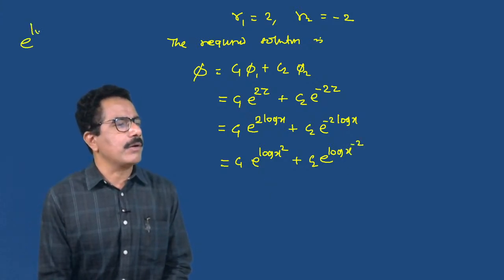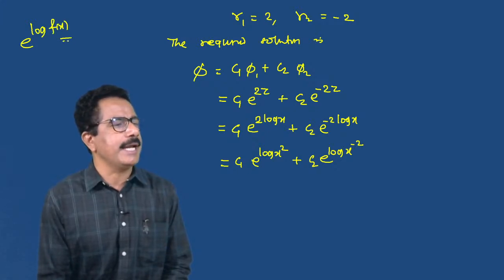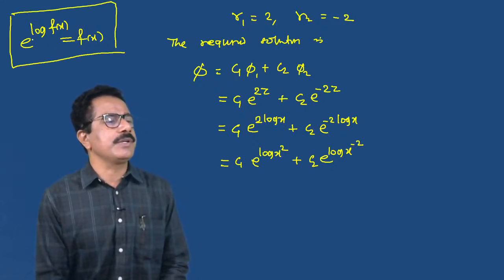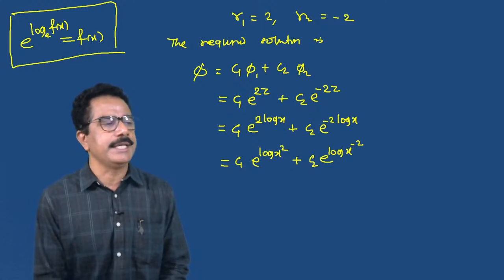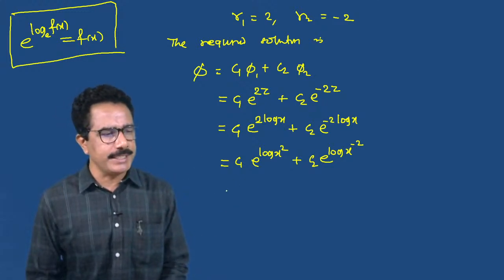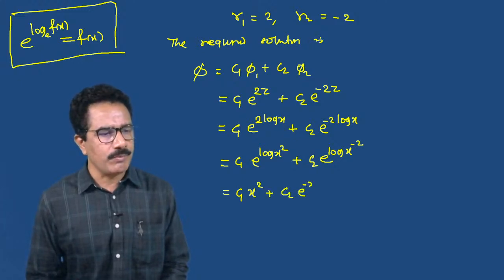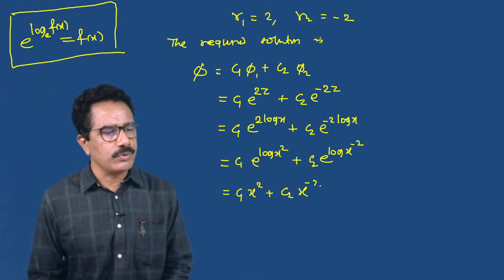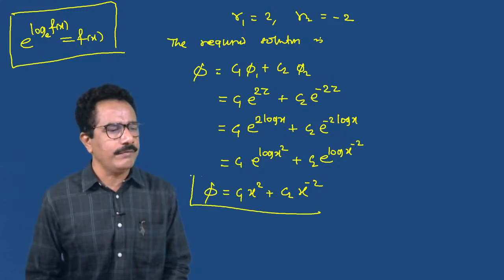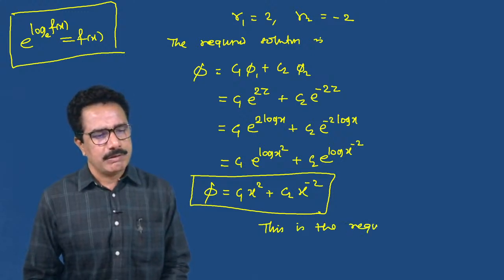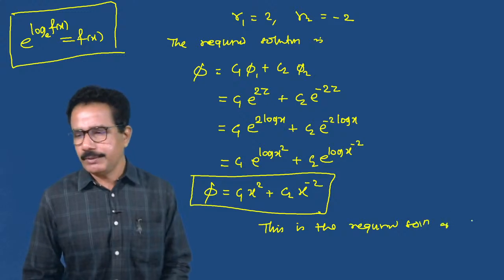आता e चा power log f of x असेल, that can be written as f of x. This is the formula, because the exponential function and the logarithmic function with base e are inverses of each other. So we can write this: C1 x square plus C2 x raised to minus 2. This is the required solution of the given differential equation.